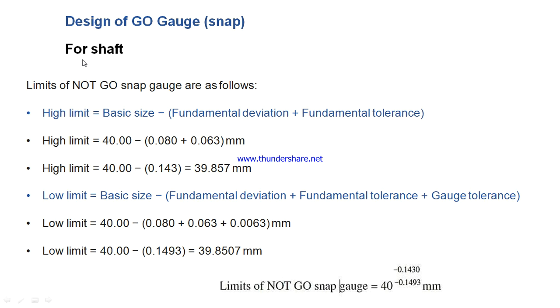Design of no go snap gauges. For the shaft, the higher limit is equal to basic size minus fundamental deviation plus fundamental tolerance. So it will ultimately come to 39.857, and the lower limit, for shaft, is basic size minus fundamental deviation plus fundamental tolerance plus gauge tolerance. So it will ultimately come to 39.8507 mm. So these are the tolerances of snap gauge for no go gauge.